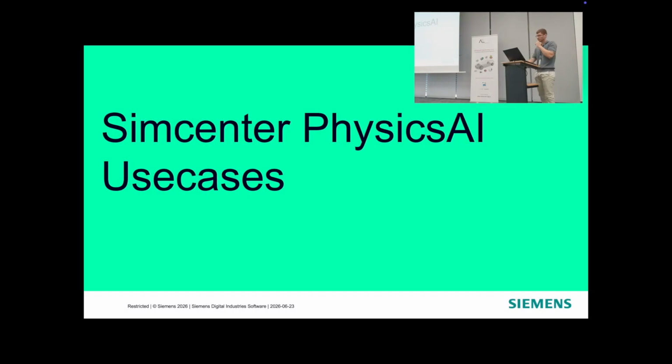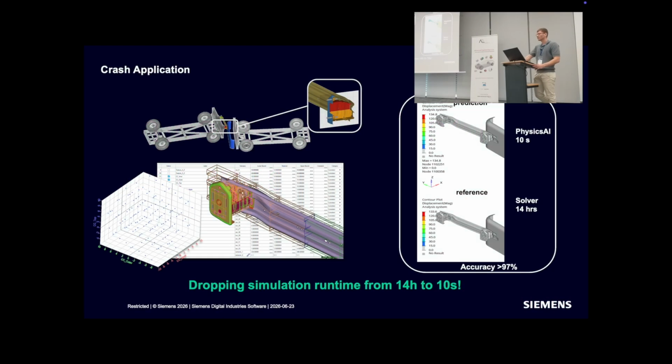And now let's see a couple of physics AI use cases. So the first one is a crash application for Magna. You can see here the crash simulation, which is a highly nonlinear simulation between two vehicles. And we want to predict the displacement of the bumper.